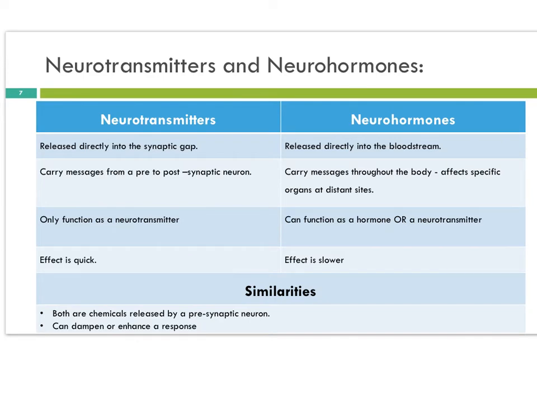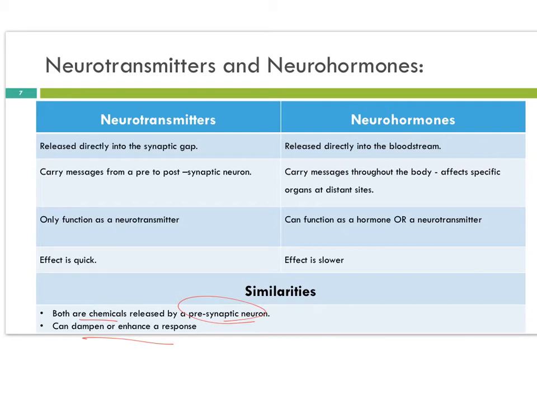The next thing that we're going to look at is neurotransmitters and neurohormones. Now, I know that you're familiar with neurotransmitters. Neurohormones are a little bit different. You should make sure that you have an understanding of the similarities and the differences of neurotransmitters and neurohormones. I suppose, realistically and simply, they are both chemicals that are released by the presynaptic neuron. They both excite or inhibit a response, but the differences include this.